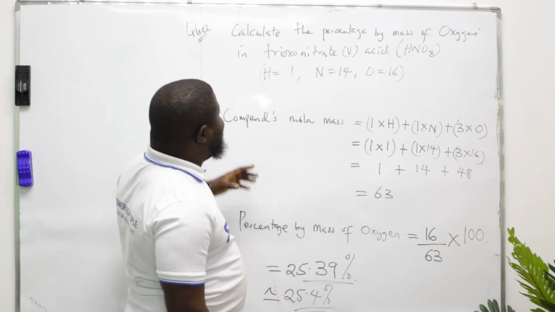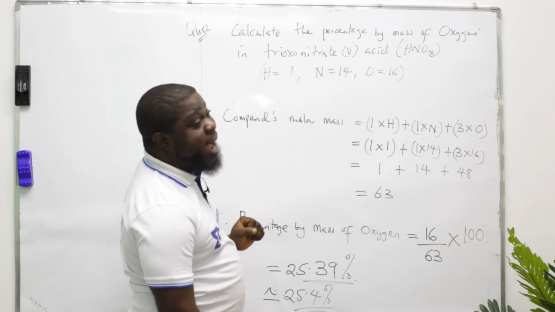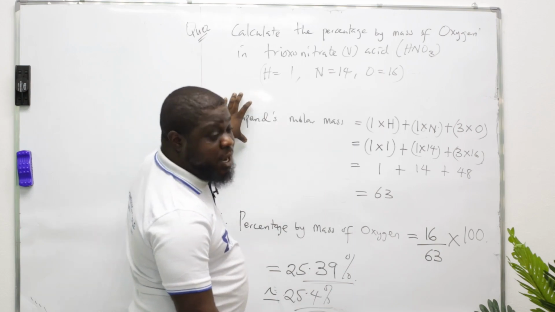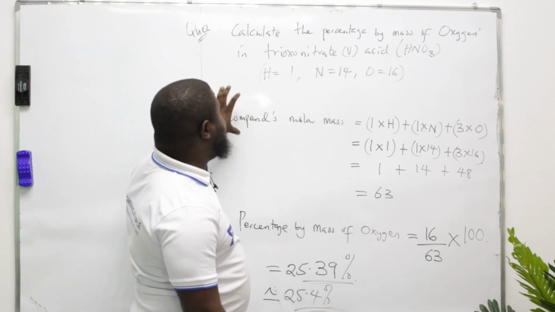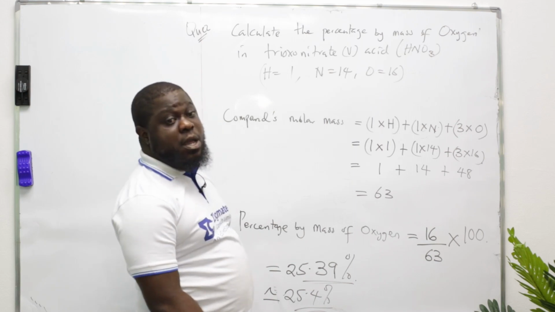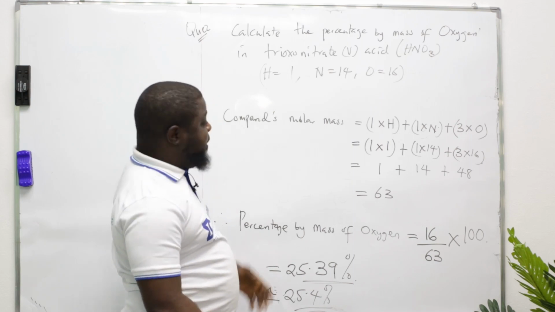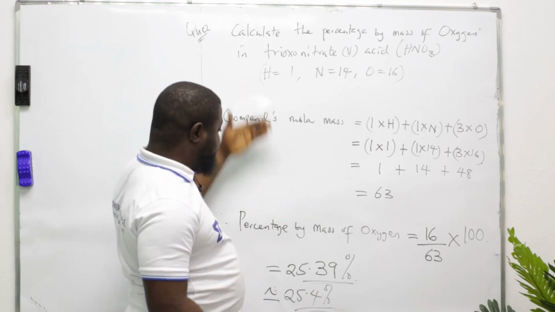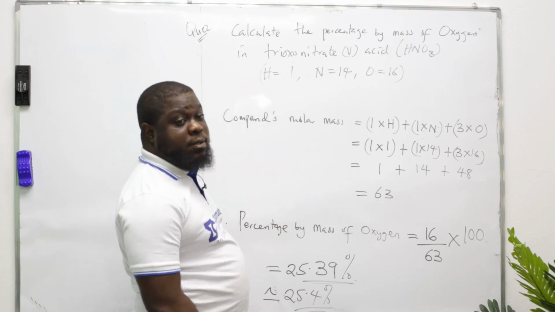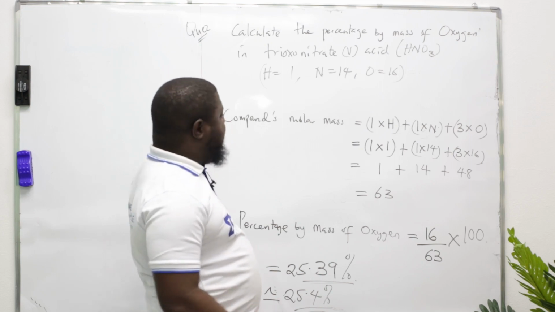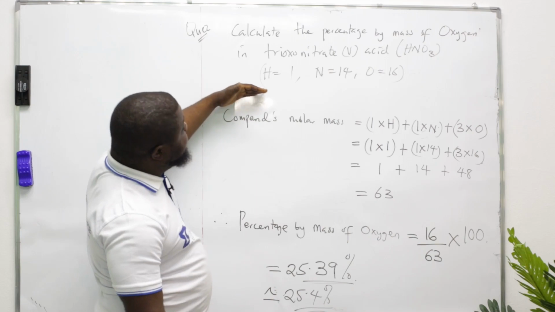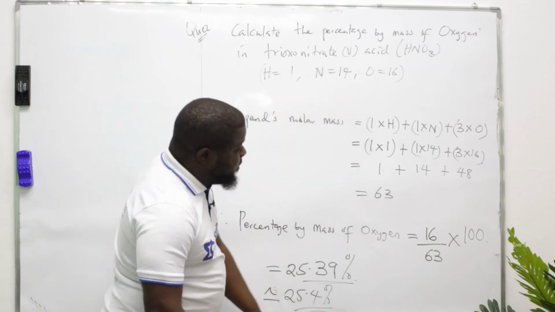Now, like I said, this is how to calculate percentage by mass of an element in a compound. If they give you a question like this, you just have to solve the way I gave to you accordingly. Now, the next question, if you look at it very well, like I said, you have to follow up accordingly.